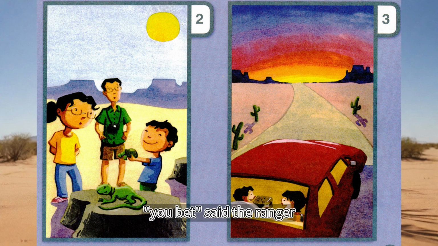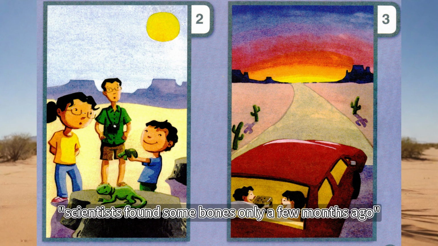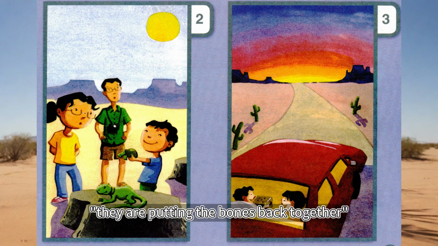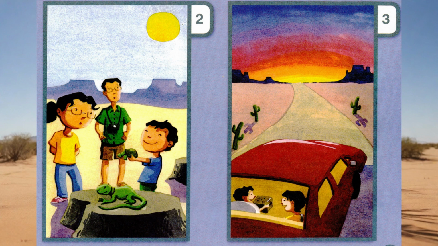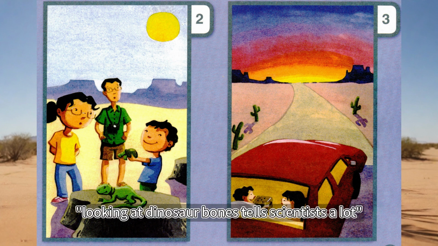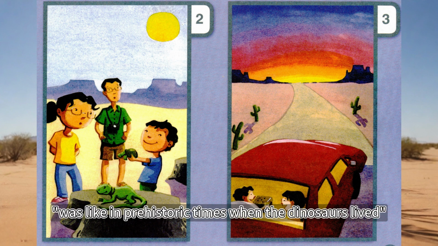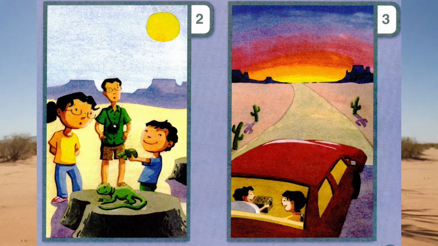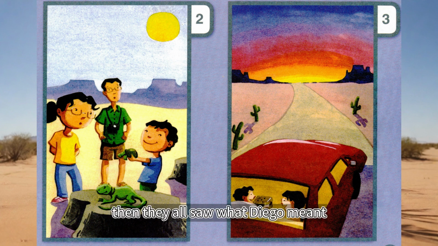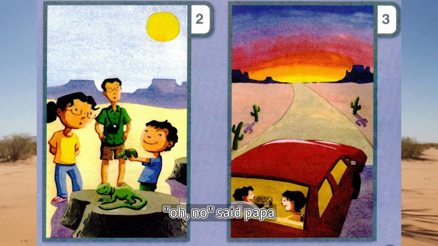"You bet," said the ranger. "Scientists found some bones only a few months ago. They are putting the bones back together to make a whole skeleton." "Wow, I'd like to see that," said Maggie. "I love dinosaurs." Ranger Pete nodded. Looking at dinosaur bones tells scientists a lot about what the world was like in prehistoric times when the dinosaurs lived. "Turtle," said Diego, smiling. "Where?" Maggie asked. Then they all saw what Diego meant. Diego was holding Pickles. "Oh no," said Papa.